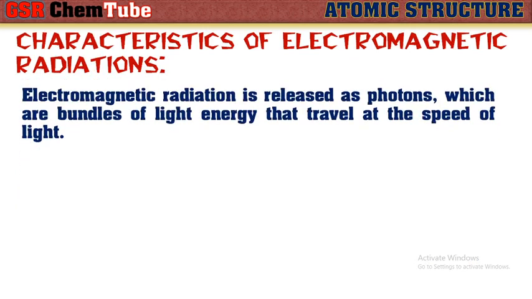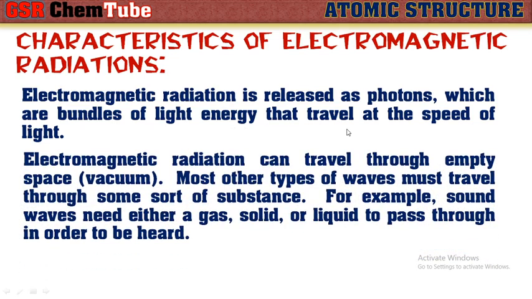Characteristics of these electromagnetic radiations. Electromagnetic radiation is released as photons, which are bundles of light energy that travel at the speed of light. Electromagnetic radiation can travel through empty space too, that means through vacuum also. Most other types of waves must travel through some sort of medium or substance. For example, sound waves need a certain medium like solid, liquid or gas to pass through in order to be heard.